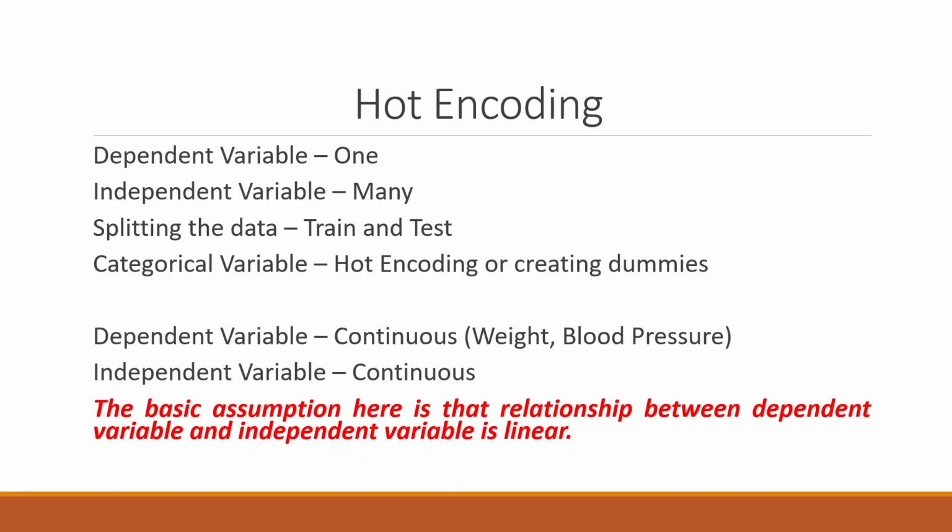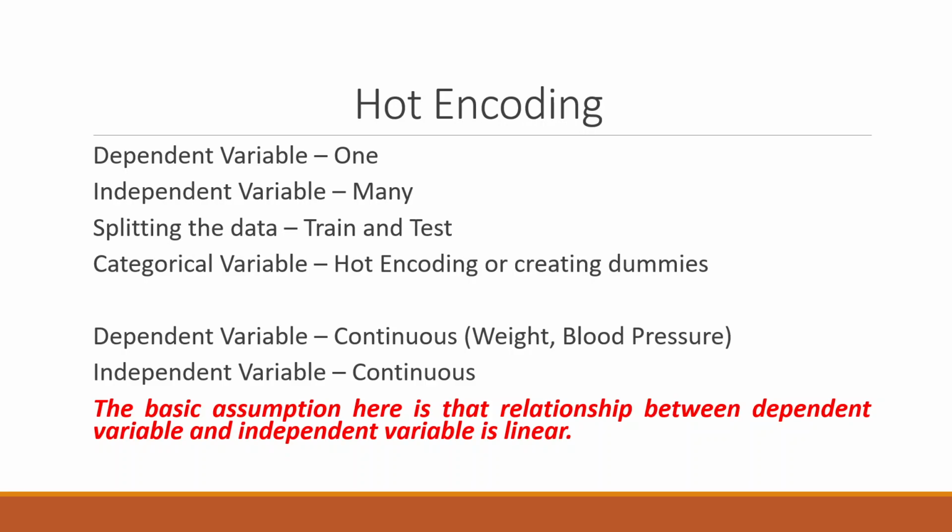Now, why do we use one hot encoding? Basically, if your regression analysis consists of a categorical variable, and we want to convert this categorical variable into continuous, you require one hot encoding, also known as creating dummies. It is also known as converting the nominal variable to the numeric one.